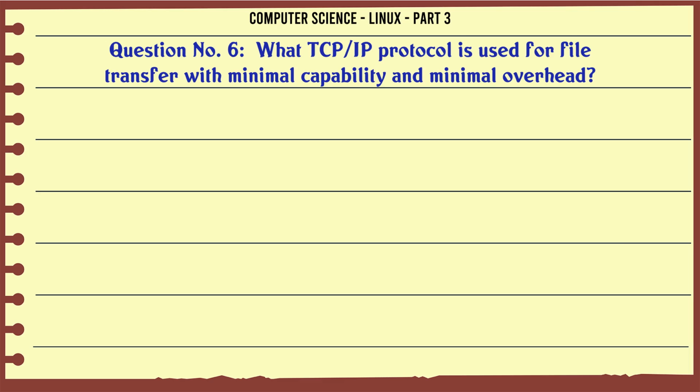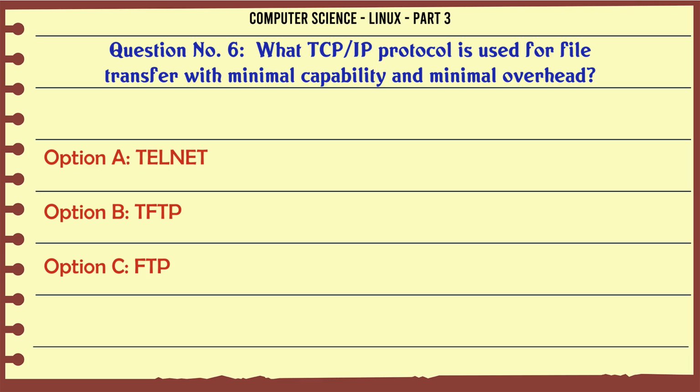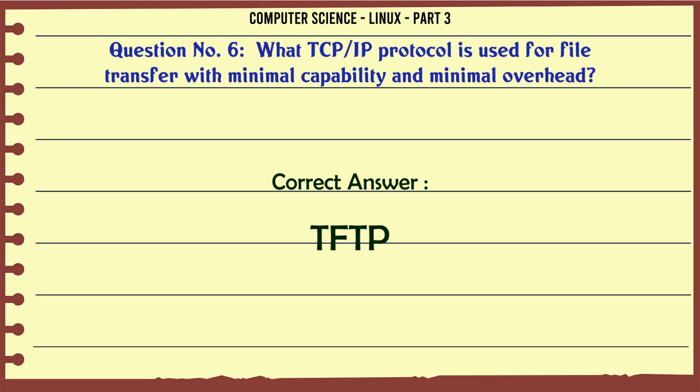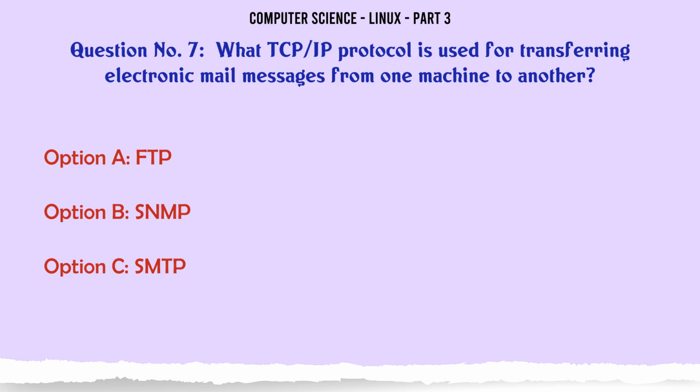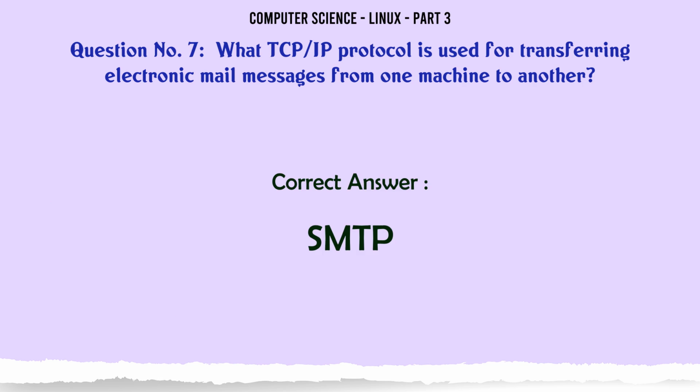What TCP/IP protocol is used for file transfer with minimal capability and minimal overhead? A. Telnet. B. TFTP. C. FTP. D. RARP. The correct answer is TFTP. What TCP/IP protocol is used for transferring electronic mail messages from one machine to another? A. FTP. B. SNMP. C. SMTP. D. RPC. The correct answer is SMTP.